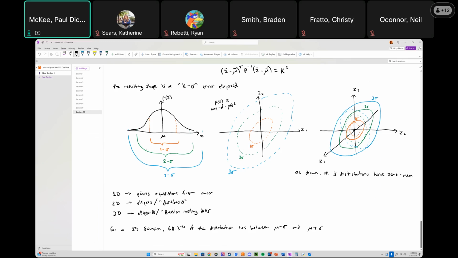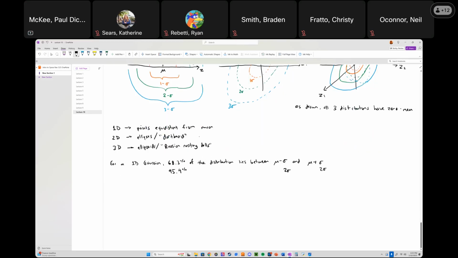Now for the 2 sigma, so the green region, this would be 95.4%. And then for the blue region, this is the 3 sigma region, and this would be 99.7%. So just to be clear, this is this. This is this. This is this. But that is true for the 1D case.